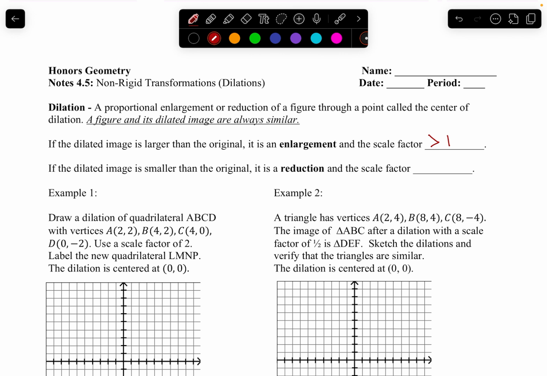If your dilated image is smaller than the original, then it is a reduction, and the scale factor will be less than 1. So think 1/2, 2/3, something along those lines, okay? That's when your pre-image is larger than your new image. Something has shrunk, it has gotten smaller, it is a reduction. If it has gotten larger, then it is an enlargement, okay?